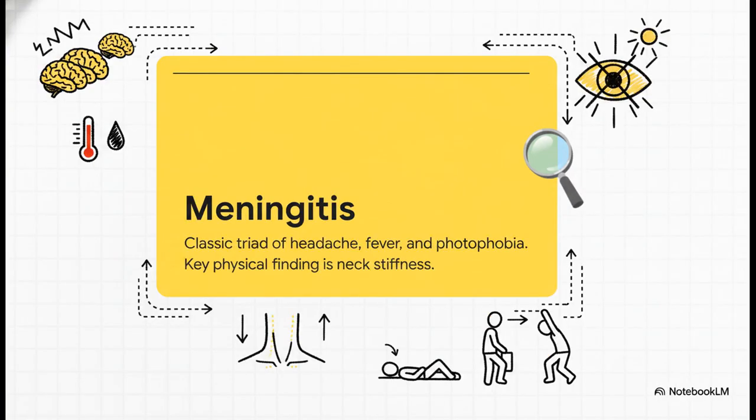Meningitis. Here you're looking for that classic triad: headache, fever, and photophobia. That's when light is physically painful to look at. The key finding on your exam is going to be neck stiffness, or what we call positive Koenig's and Brzezinski signs. This is another one that requires immediate action.